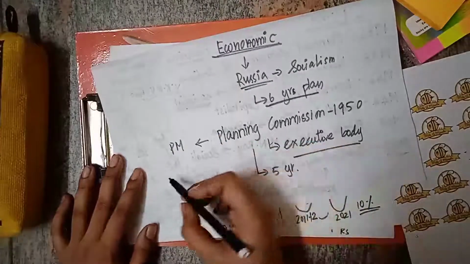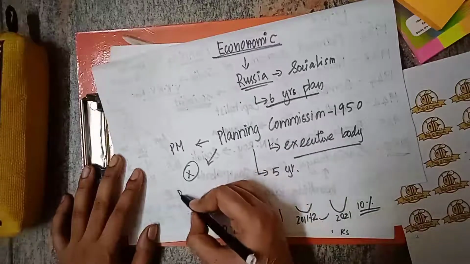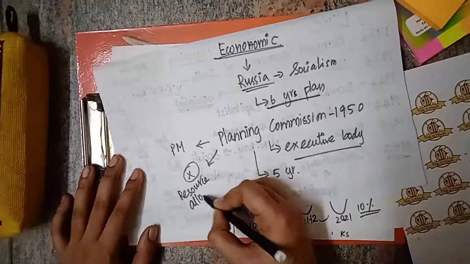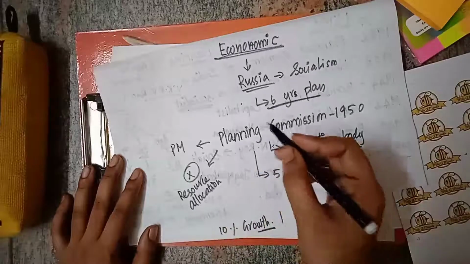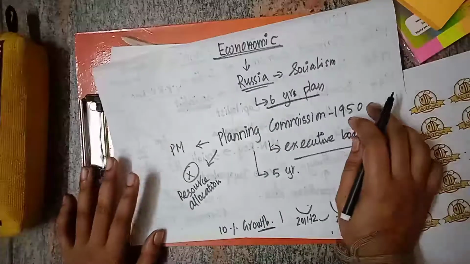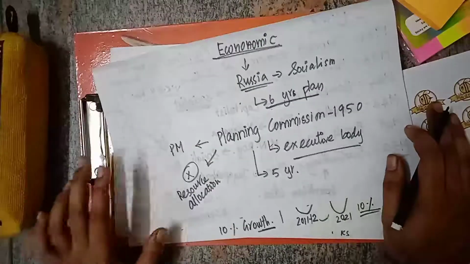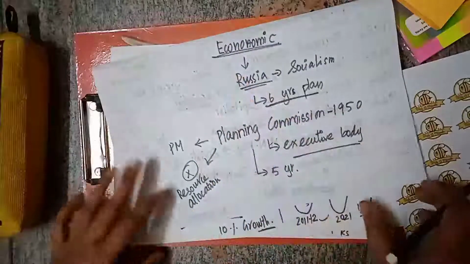Then we have a deputy chairman. Most of the power will lie with this deputy chairman only. He is responsible for resource allocation. He is the most active person. And another thing is, this deputy chairman is equal to a cabinet minister.